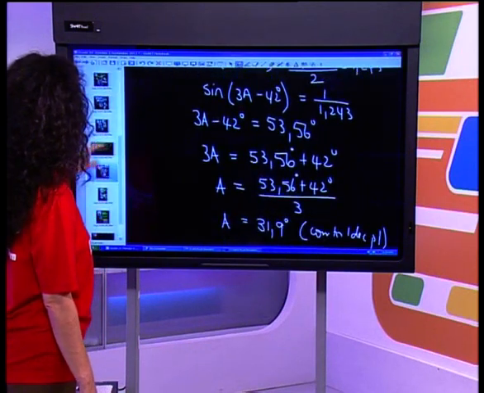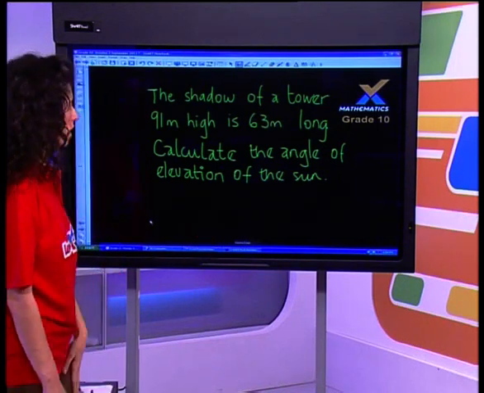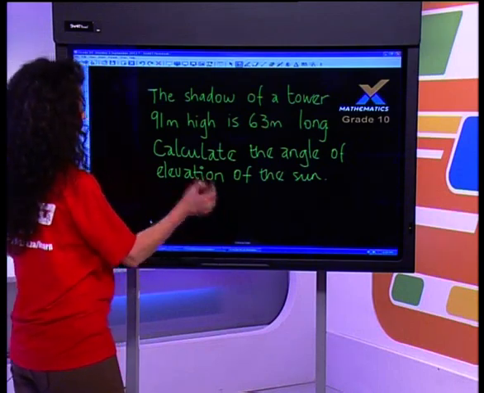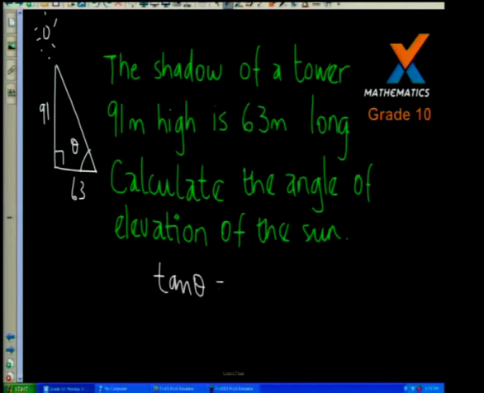Let's go back to the angle of elevation. See how many of you have been able to get that angle of elevation. If there's a tower and it's 91 meters high, it's going to be casting a shadow of 63 meters. And we're wanting to know what is the angle of elevation of the sun, which means we're looking up at the sun. So we'd like to know what is this theta. And that theta really is the side that's opposite and the side that's adjacent, which is the tan ratio. So tan theta is equal to 91 over 63.